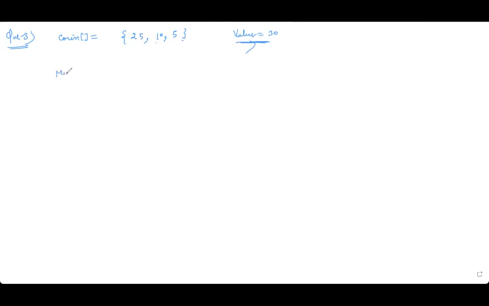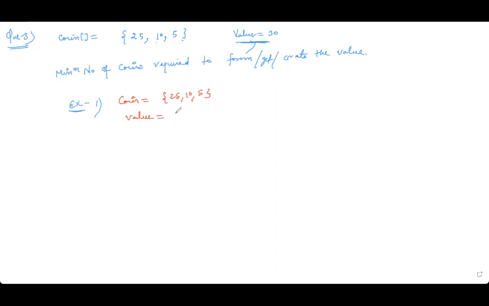So what is the question now? Minimum number of coins required to form, get, or create the value. What is the meaning? See here, in this case we are taking the same example. The coin array is given as 25, 10, and 5, and the value is given as 30 here.